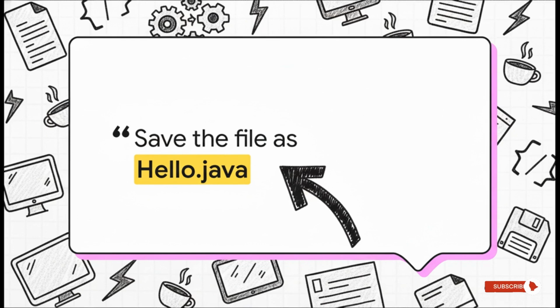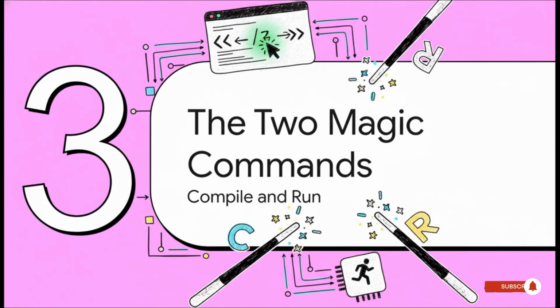That .java part is called a file extension. It's like a secret signal to your computer that says, hey, this isn't just a regular text file, this is a special set of instructions written in Java. Okay, you've written the code, you've saved it with the right name, you're doing great. Now for the really fun part.